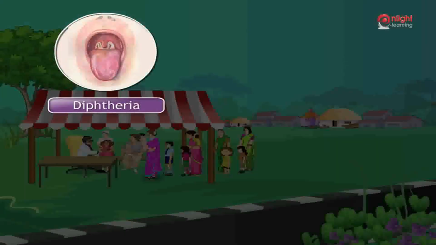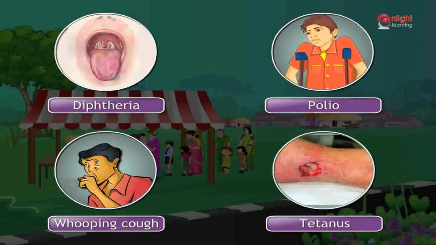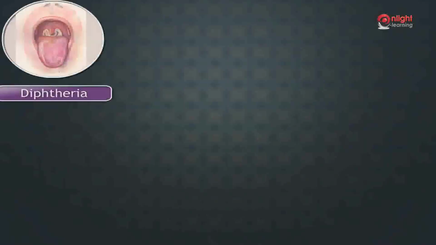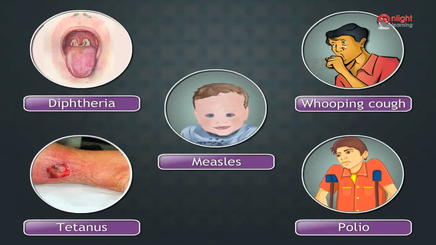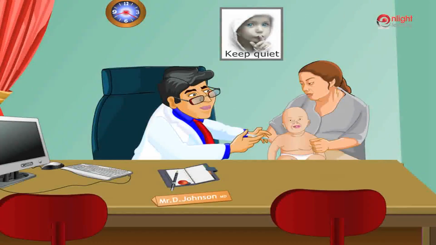Diseases like diphtheria, polio, whooping cough, tetanus, etc. can be prevented by getting vaccinated. Immunization protects children against some common but deadly childhood diseases like diphtheria, whooping cough, tetanus, polio, and measles. A child is immunized through vaccines given orally to the child. All parents should visit the doctor 5 times in the first year for getting their newborn baby vaccinated.